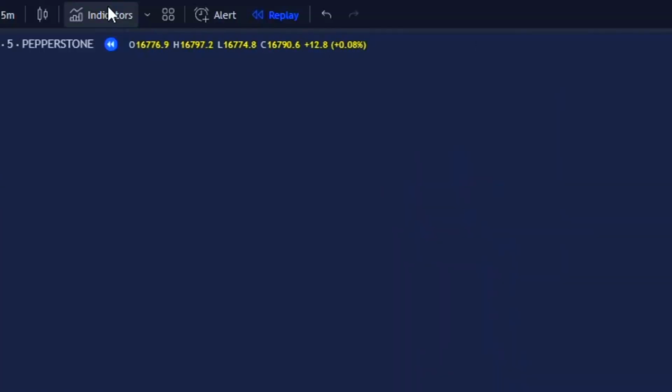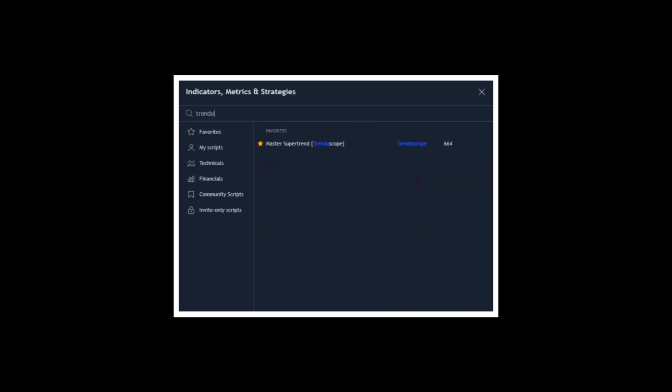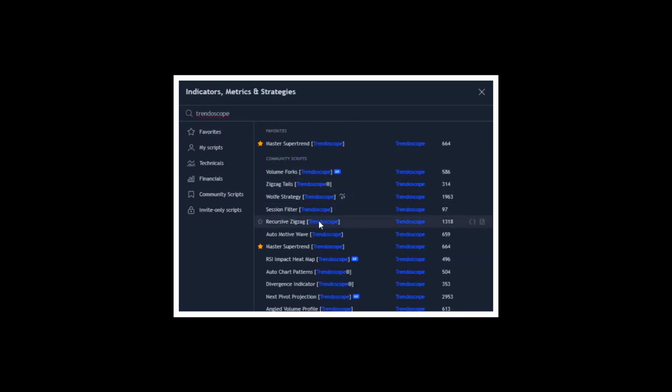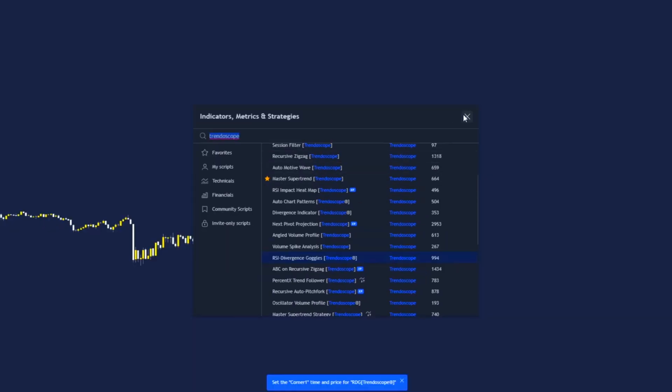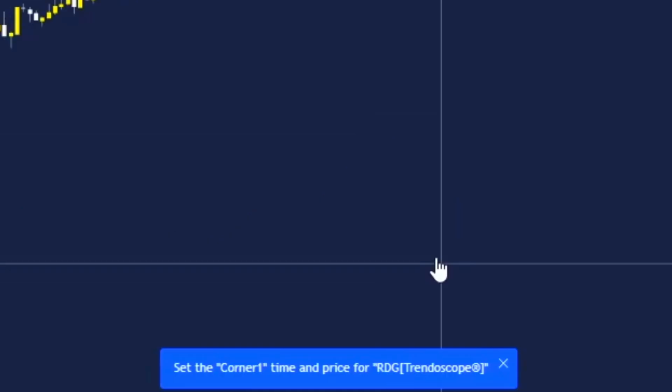Head up to the community script search, type in Trendoscope and add the RSI Divergence indicator, this one right here, to your chart. You'll notice the indicator wasn't added to the chart and you'll get a pop-up instead.